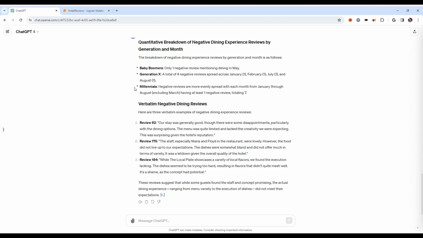Let's take a look at this summary. For the negative reviews about the dining experience, only one was from a baby boomer, four were from Gen X, and then seven were from millennials. Here are the actual verbatims.